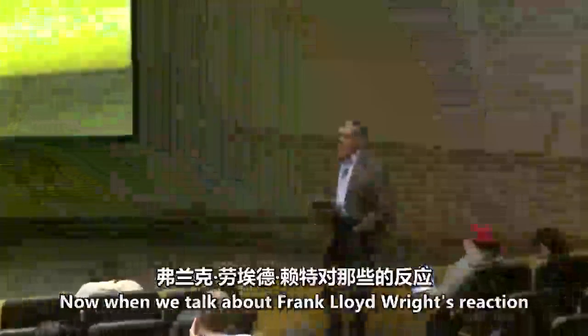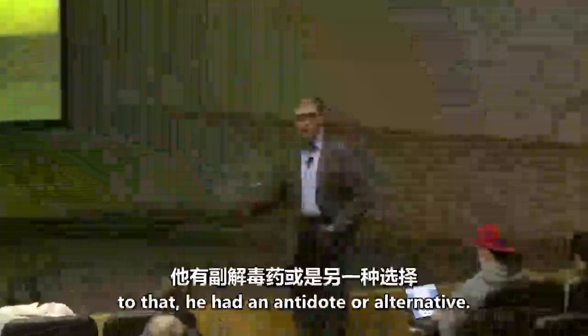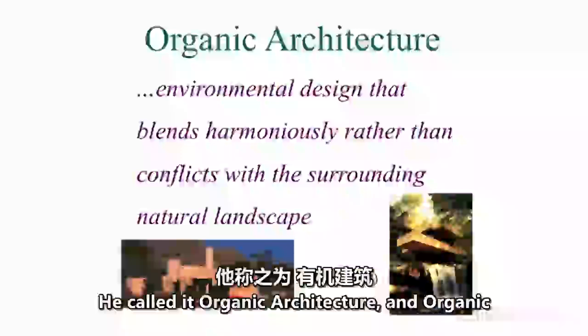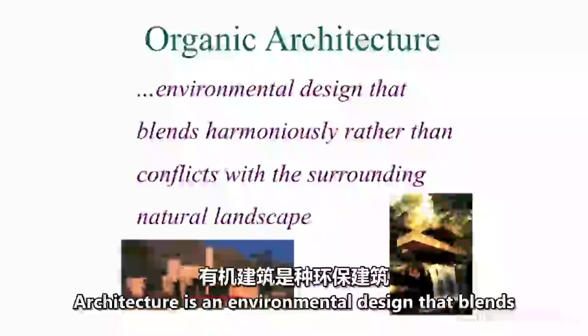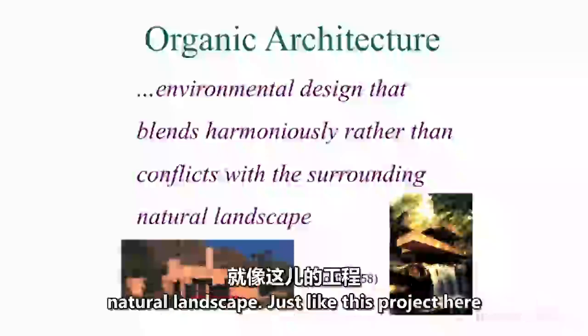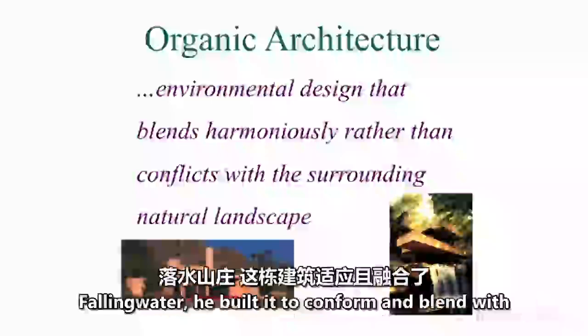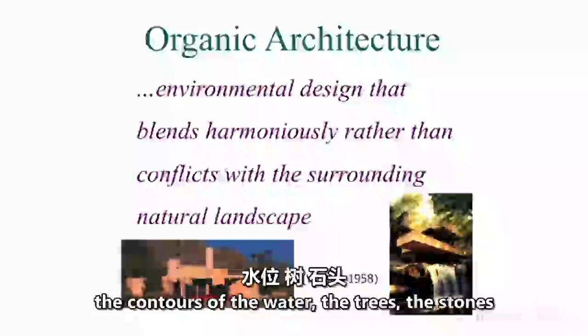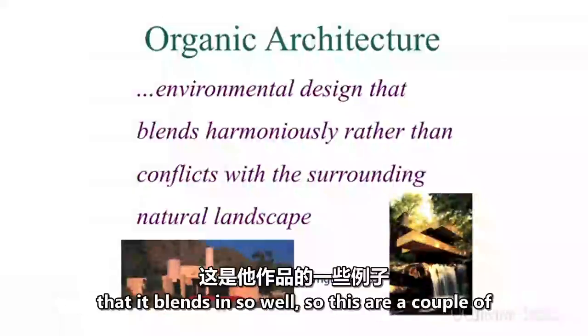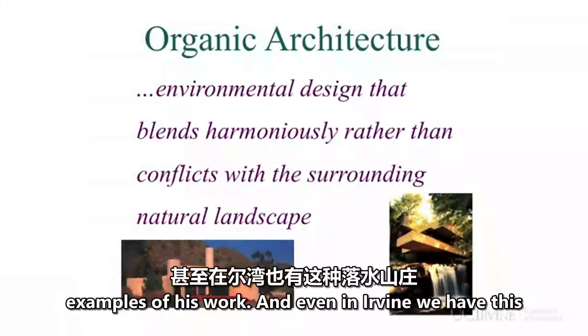And when we talk about Frank Lloyd Wright's reaction to that, he had an antidote or an alternative. He called it organic architecture. Organic architecture is environmental design that blends harmoniously rather than conflicts with the surrounding natural landscape. Just like this project here, Falling Water, he built it to conform and blend with the contours of the water, the trees, the stones in that area. It's almost camouflaged to the extent that it blends in so well. So these are a couple of examples of his work.